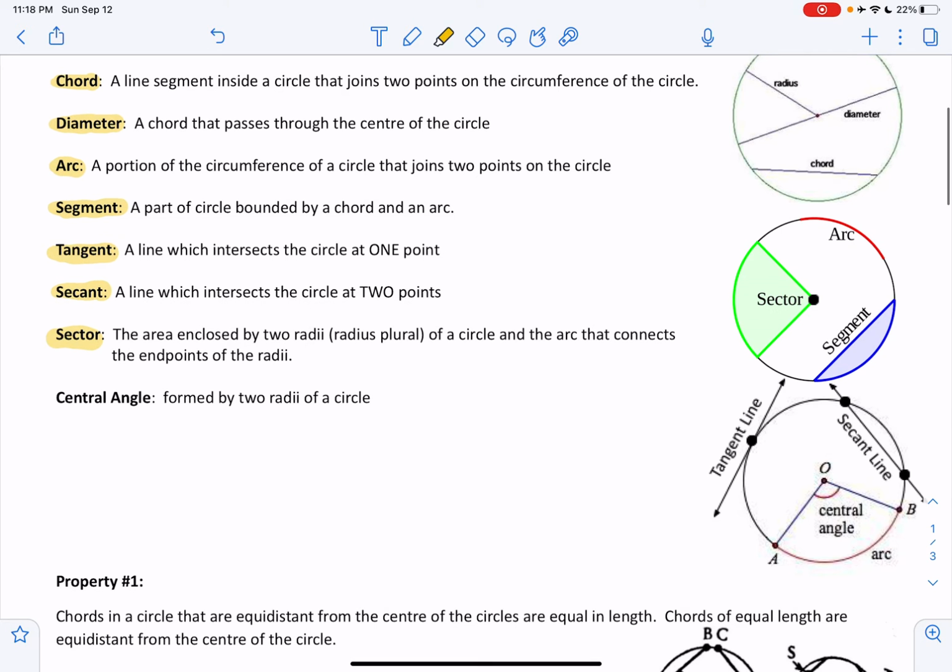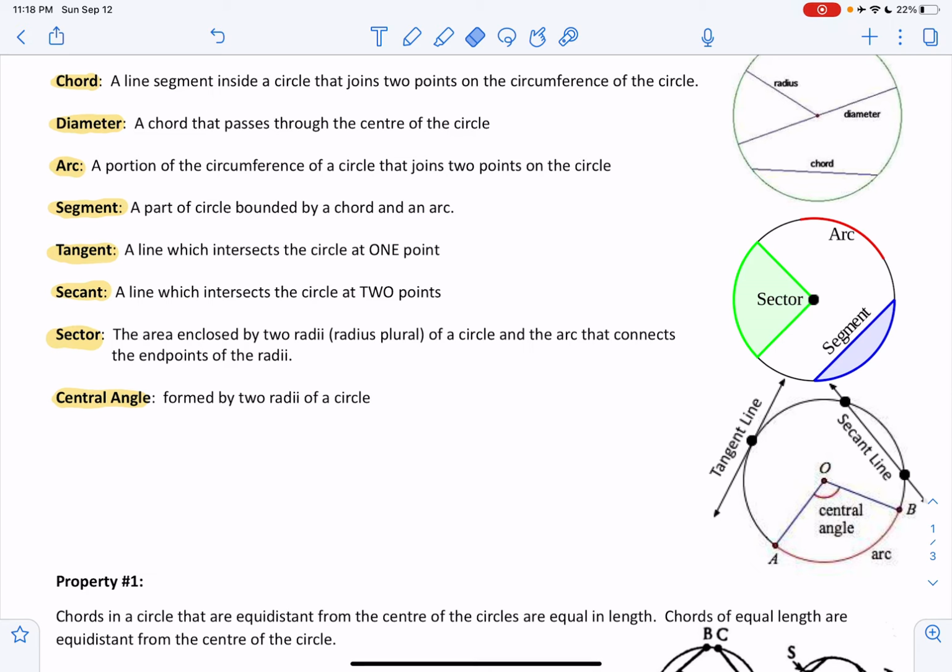Finally, we have what's called the central angle, and this is formed by 2 radii of a circle. In other words, if I look down here, my central angle is right here. Basically, it's the angle at the tip of my pizza slice. So when I make my pizza slice, this here is my central angle. Right? So it's that angle formed by my pizza slice. That's what the central angle is.